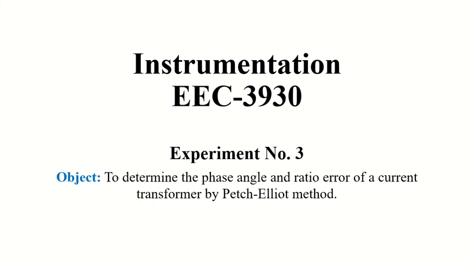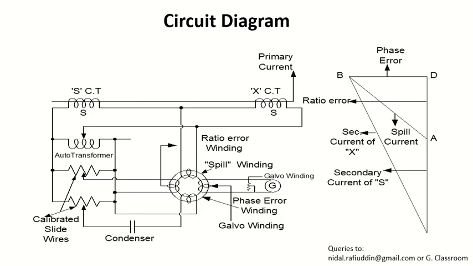The object of this experiment is to determine the phase angle and ratio error of a current transformer by the Silsbee method. Shown over here is the circuit diagram that will be required to perform the experiment, and on the right side is the phasor diagram.